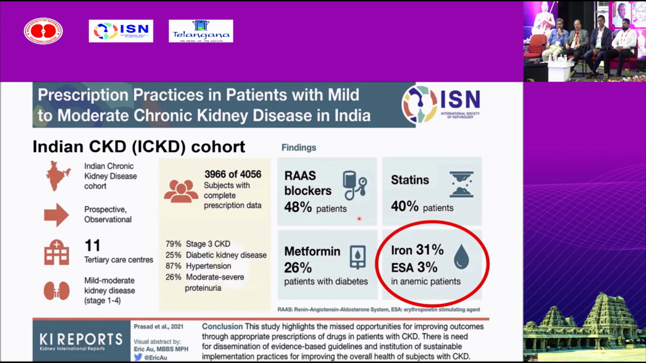How are we treating these patients? This is the analysis of the Indian CKD cohort, the ICKD cohort. In anemic patients recorded in this cohort, iron was given to 31% of the patients, and ESA was given to 3% of the patients. This may not be optimal. We may have to treat these patients in a more appropriate manner.